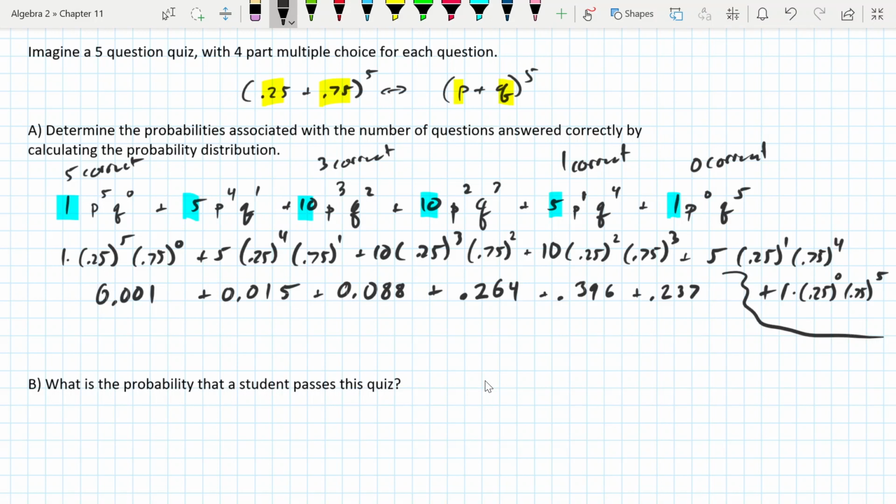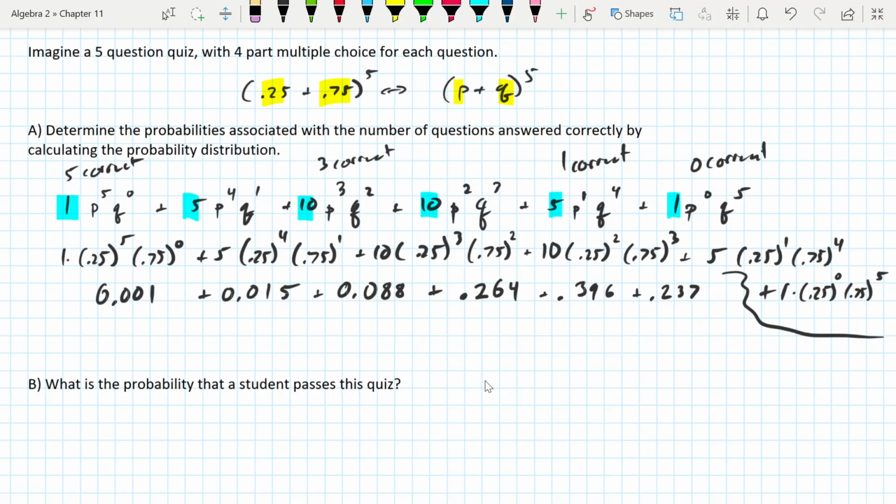Right. Okay. And if we add all of those together, we should get, so 0.001 plus 0.015, 0.88 plus 0.264 plus 0.396 plus 0.237. I add it all up, I get 1.001. So pretty close to a 1, which would be 100%. It's a little bit off, but that's just because of rounding errors.